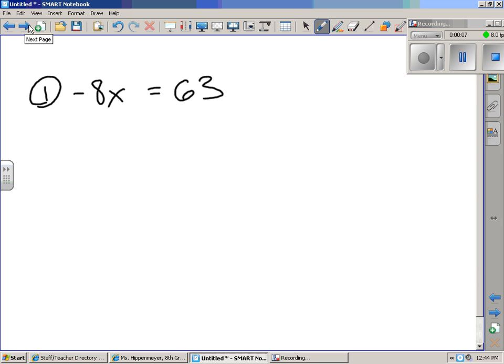Number 1, the negative 8 is keeping the x from being alone, and that is being multiplied by x. So the inverse operation of multiplication is division. We divide each side by negative 8. X is equal to, and let's see if we can simplify this.